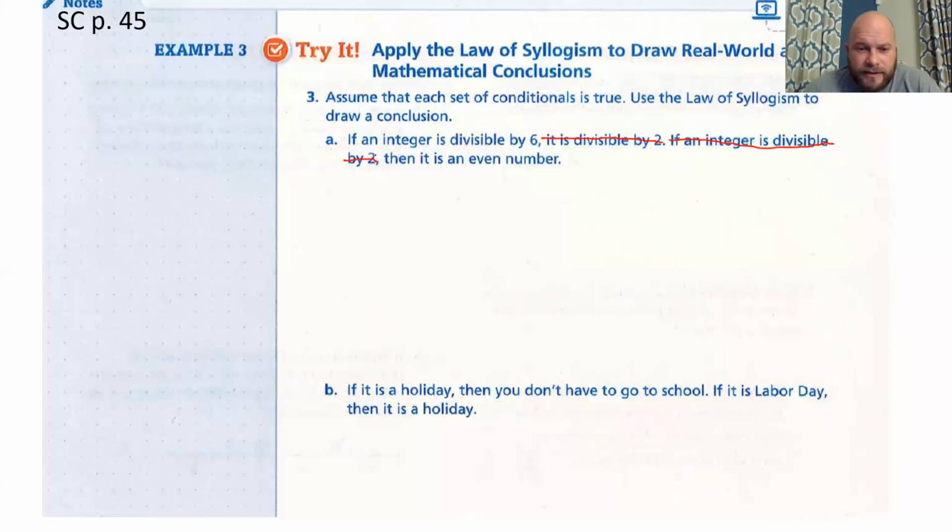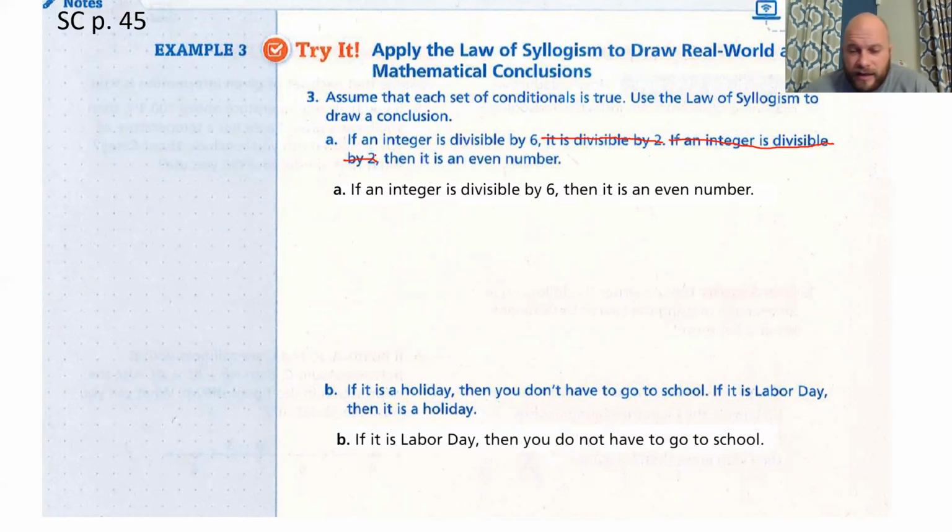All right, the last one there for try it. If it is a holiday, then you don't have to go to school. If it is Labor Day, then it is a holiday. So what do we know about this? If you get rid of the first part of it, so if it is a holiday, then you don't have to go to school. So again, Labor Day is a holiday, so guess what? You don't have to go to school. There are the answers to those two.